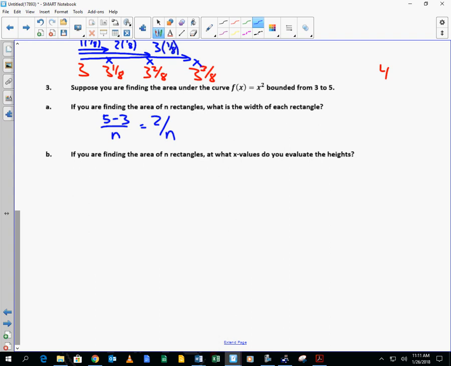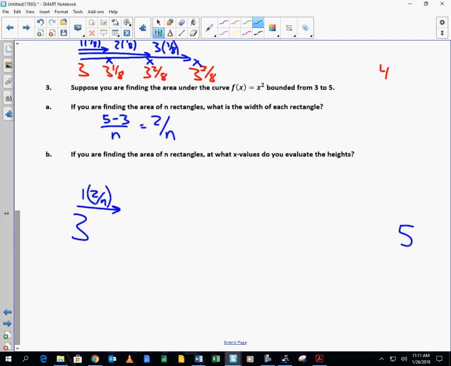We're just going to try to get this one written down, then we can go. You're finding the area of n rectangles and what x values to evaluate the height. What are you going to start at? You're going to start at 3, and you're going to go over to 5. And in order to get your first spot, you're going to take 3, and you're going to go over what? Over 2 over n. You're going to do one of those.